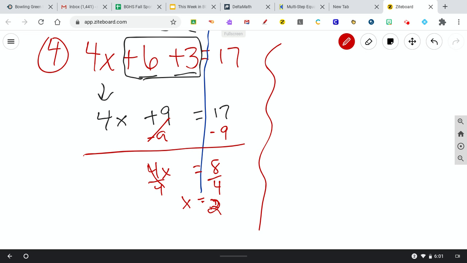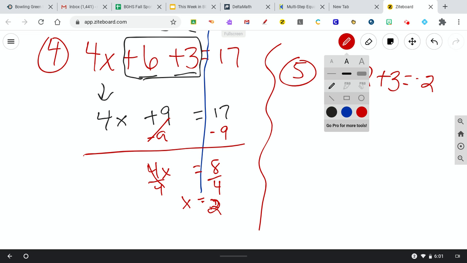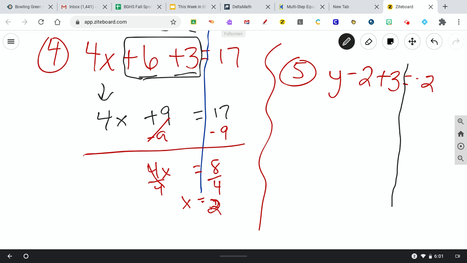Okay, let's do another one like that. So I have y minus 2 plus 3 equals negative 2. Again, draw your line. What do I notice? On the same side of the equal sign, these two are constants, so I can combine them.